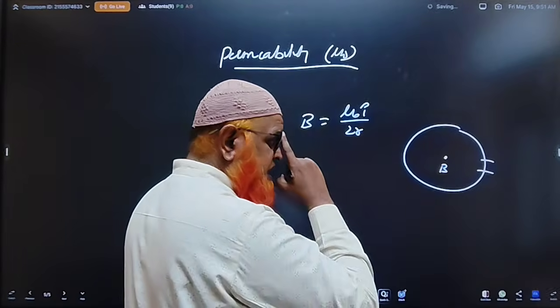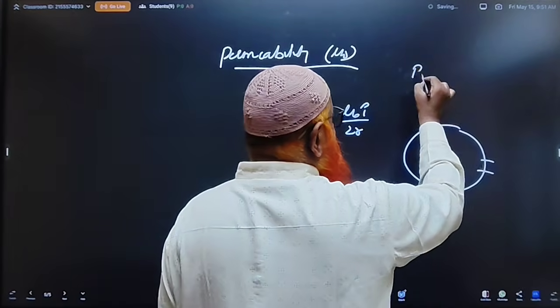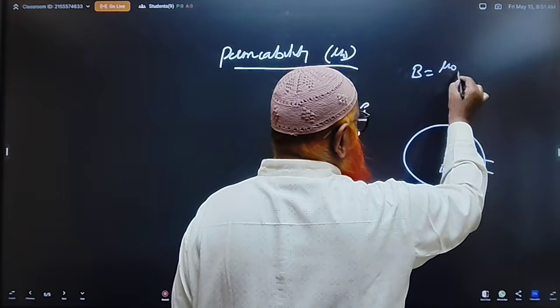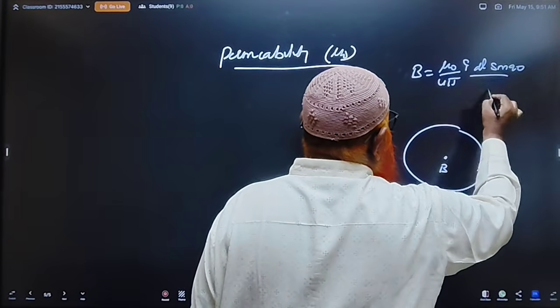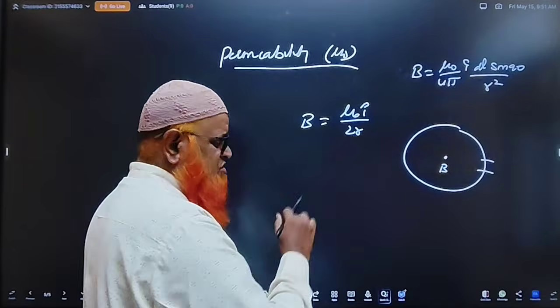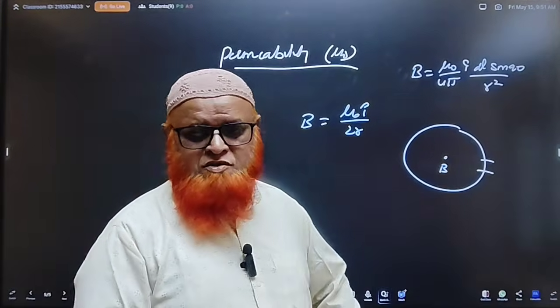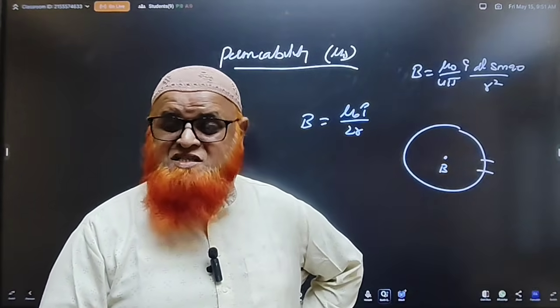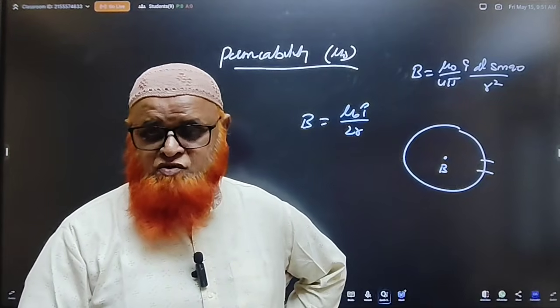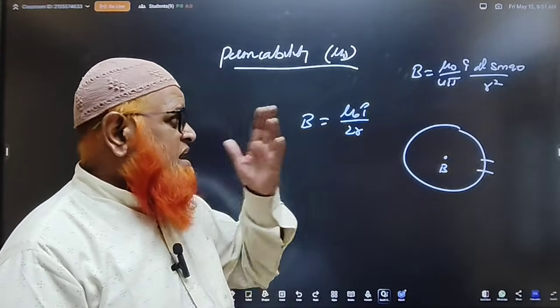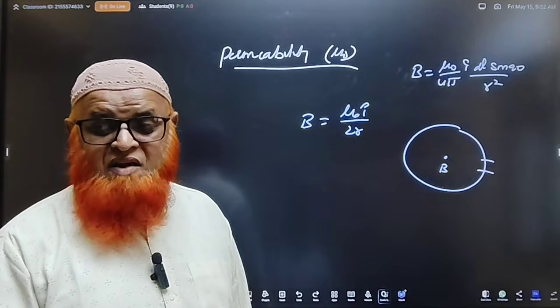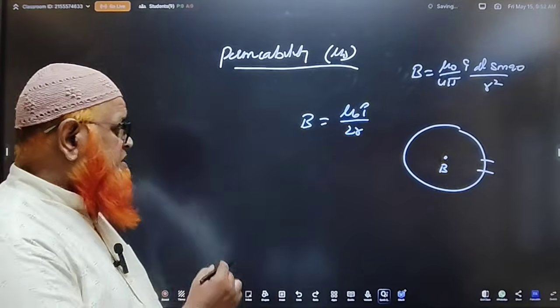You have studied the Biot-Savart law, which says that B is equal to mu naught by 4 pi, I dl sine theta by r square. If I discuss this topic, let us revise it also, so that you will be strong in that chapter too, which I will be discussing in the future. What is that? Moving charges and magnetism. Biot-Savart law has many applications. You are very familiar with that.